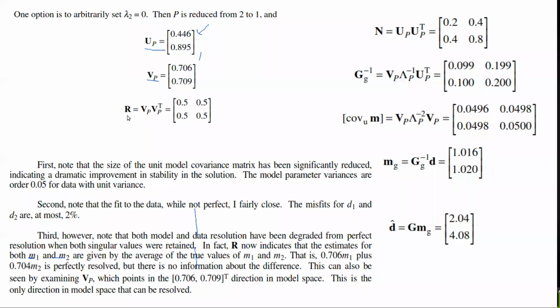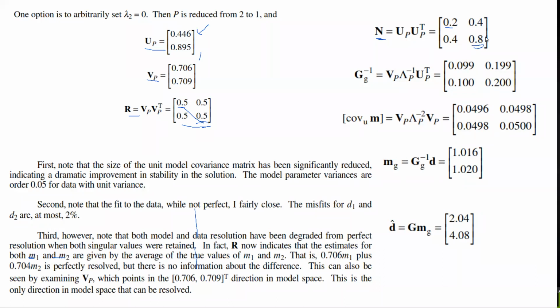And then we can see that the model resolution, VP times VP transpose, is now not the identity matrix, but is given by this square matrix. These values are the same, which means that both model parameters are equally resolved, okay? Whilst the data resolution matrix changes to 0.2 and 0.8.